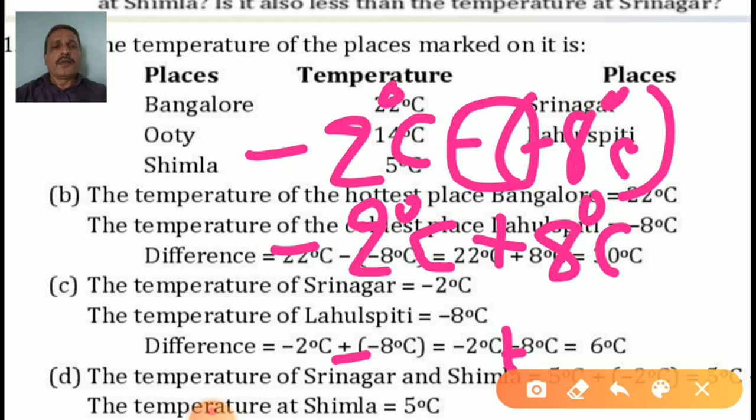And we know one number is plus and one number is minus. What do we have to do? Subtraction. 8 minus 2 is 6. And which is the bigger number? 8 is the bigger number. That's why the sign of this number is plus, 6 degrees centigrade. And always the differences come in this way.